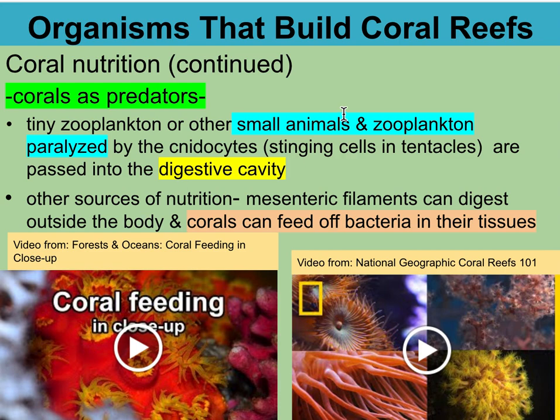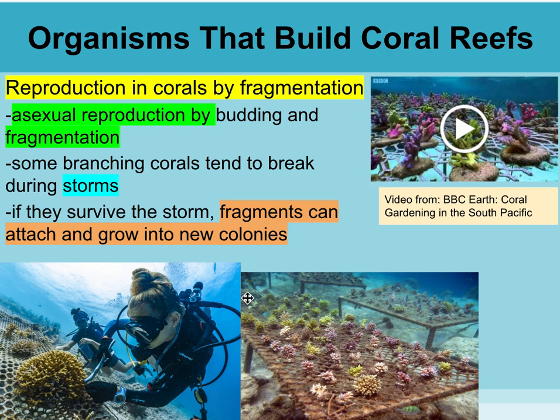Okay. So, coral nutrition. How does coral get its food? Well, coral can be like predators using those stinging cells that they have, because they are cnidarians with stinging cells, to kill small animals like zooplankton. And here's a really cool video of a coral feeding in close up from Forest and Ocean. And then here's another video from National Geographic's Coral Reefs 101 where they paralyze their food with the stinging cells and bring it into their digestive cavities. They can also eat different bacteria that make their way into their bodies.